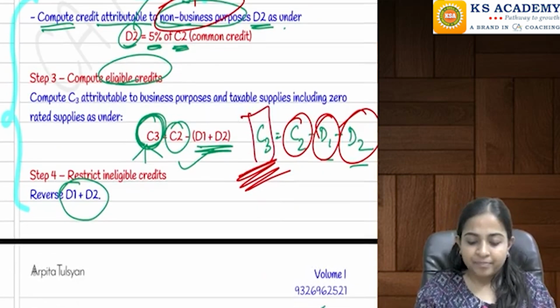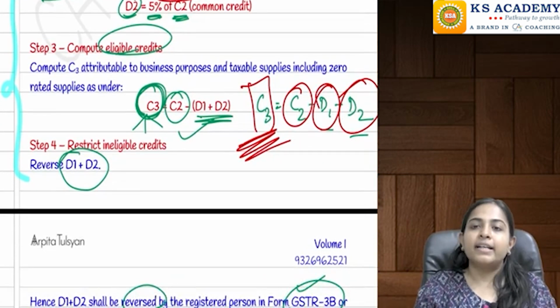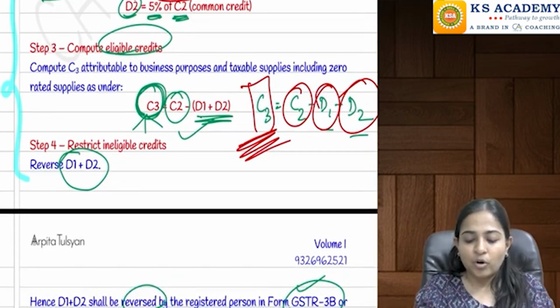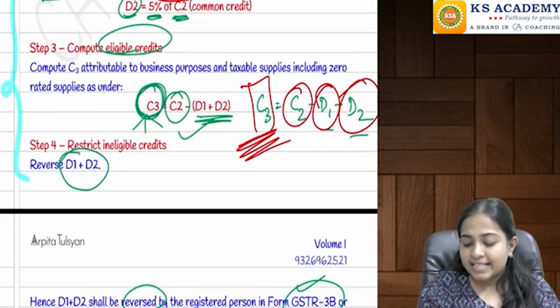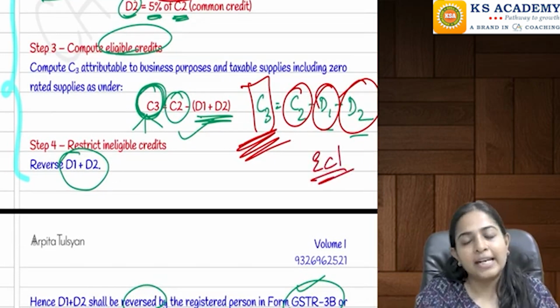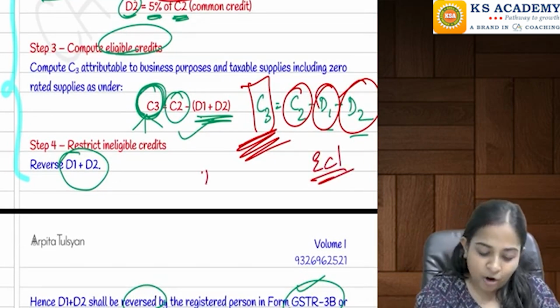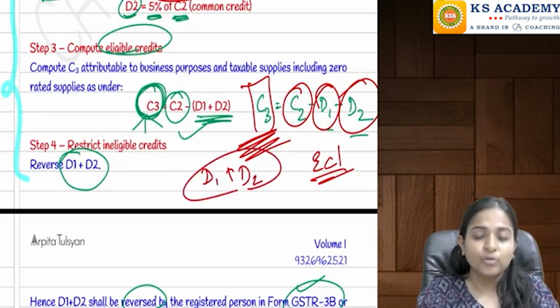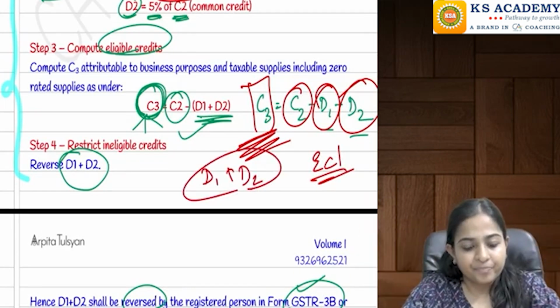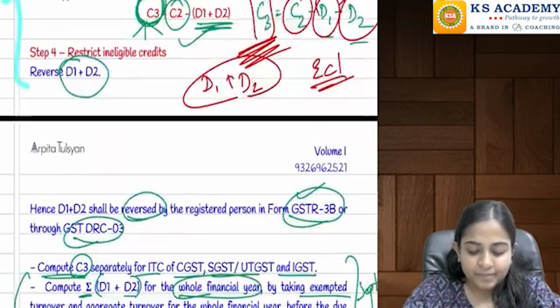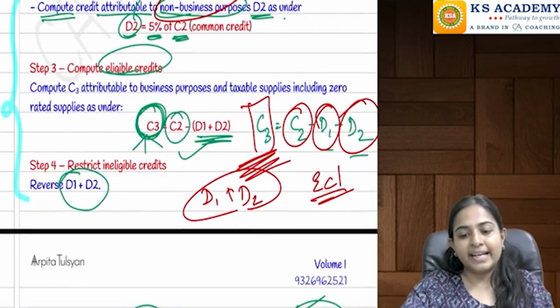Are you clear with this? Yes. Or can we alternatively also say that some amount was already credited to your electronic credit ledger? From that, D1 and D2 are going to be reversed. Are you able to understand this? Yes. Okay, an example that I can give you for this.